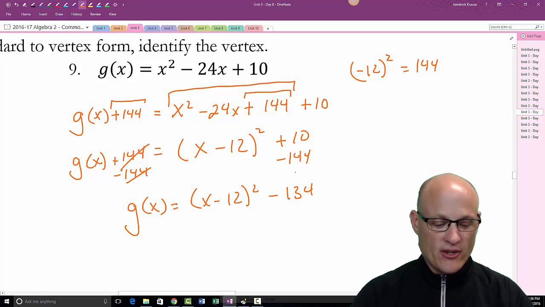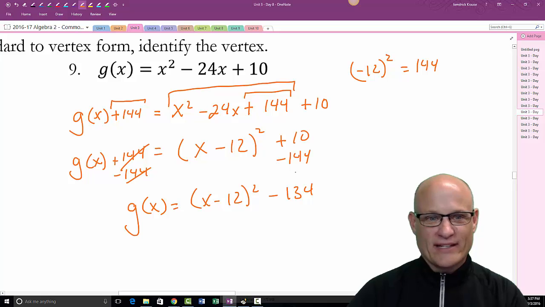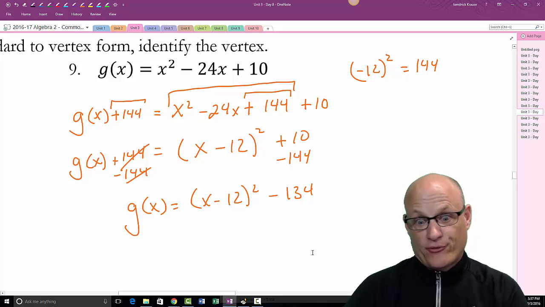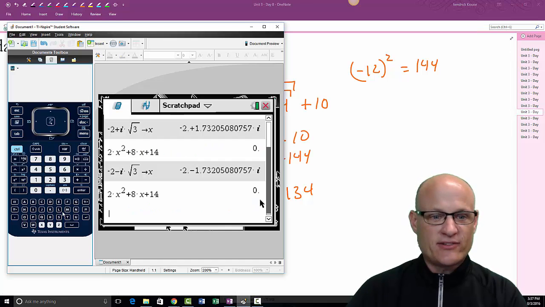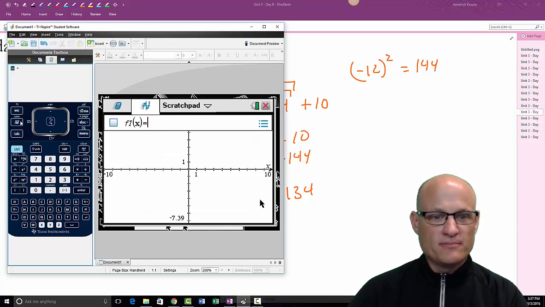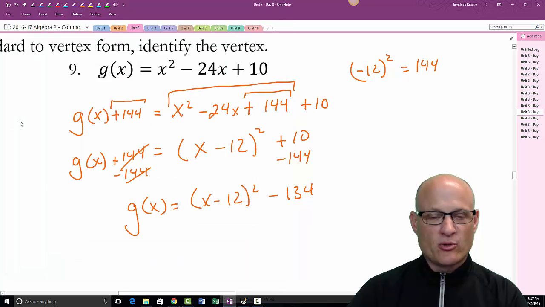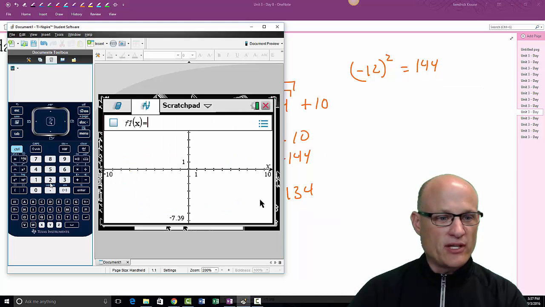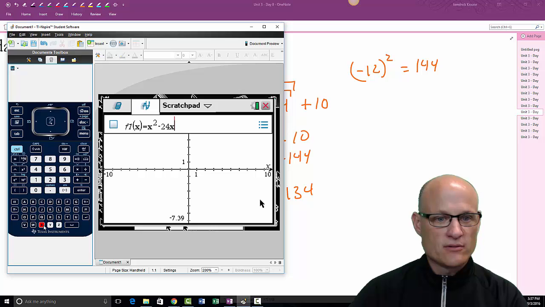Now, just for fun, I want to see if this is right. I have no idea if this is right. You look at it and you're like, I don't know why I went through the steps. How do I know if it's right? All right, so let's take a look. Let's go to graph mode, and we're going to graph the original. The original was x squared minus 24x plus 10. Oh, that's a negative. Minus 24x plus 10.